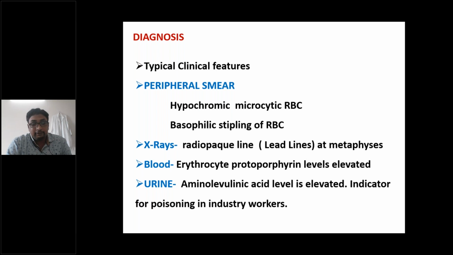So aminolevulinic acid, if elevated in the urine, indicates poisoning in industrial workers. We have elevated erythrocyte protoporphyrin levels in the blood. X-ray can show lead lines in the metaphyses of the long bones. Peripheral smear can show basophilic stippling and hypochromic microcytic anemia.